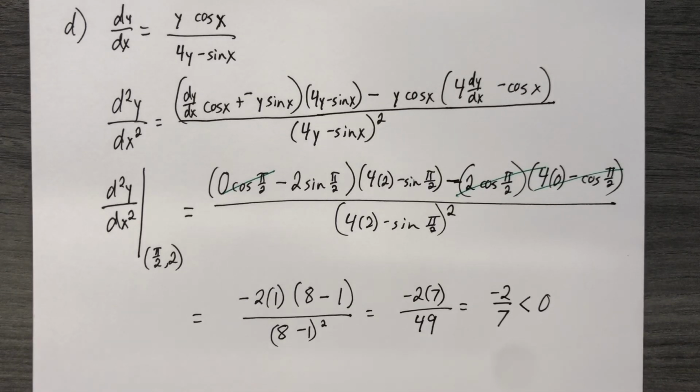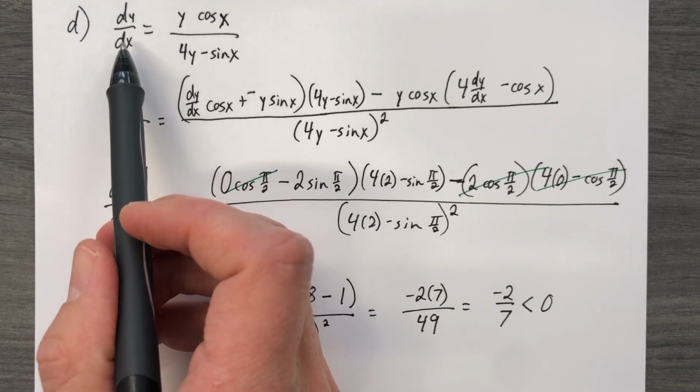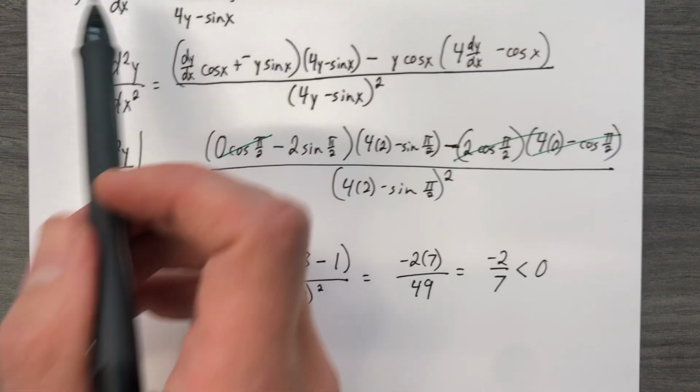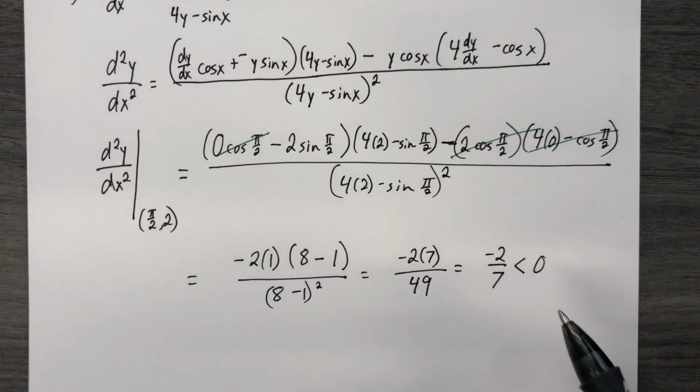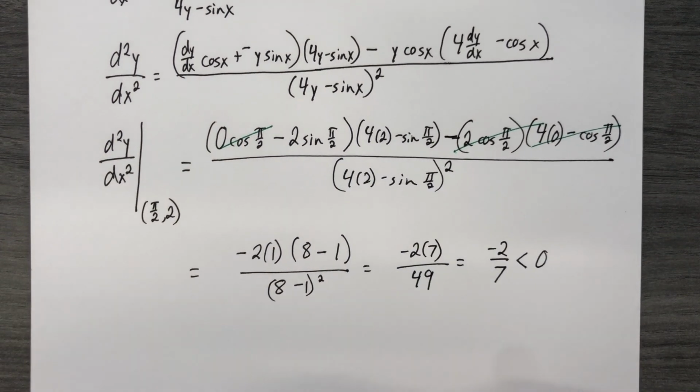We now know that the first derivative is equal to 0 at that point because that's the way it was engineered. That's what we did part C for. And we know the second derivative is negative. Therefore, we have a concave down situation, and we are dealing with a relative maximum.